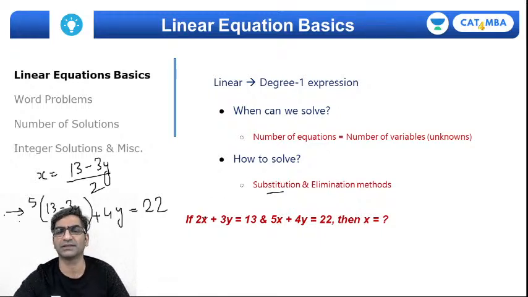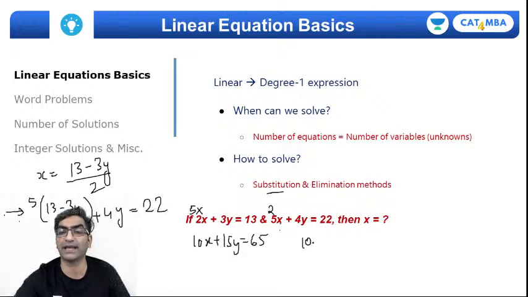How about elimination? Well, x के coefficient को equal बनाने की कोशिश करते हैं, right? So you take 2x, you multiply this with 5, that becomes 10x. You multiply 5x with 2, that becomes 10x, which means first equation transforms into 10x plus 15y equals 65. The second equation becomes 10x plus 8y equals 44.